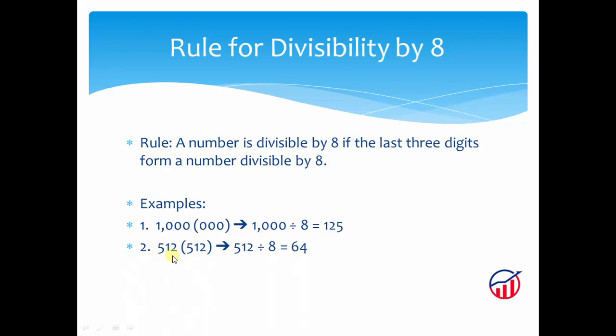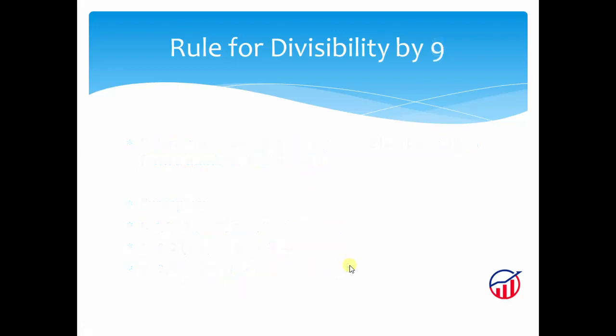Here we have 512, where the last 3 digits form a number divisible by 8. So here we just need to check. 8 6s are 48, you carry 3, 32, 8 4s are 32. So yes, it is. Here is a bigger number, 2048. What are the last 3 digits? 048, which is divisible by 8. Hence the entire number is divisible by 8.